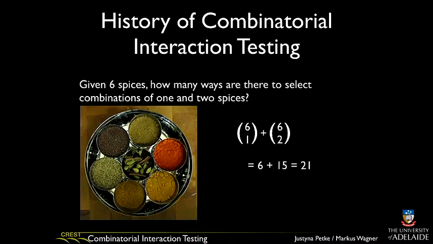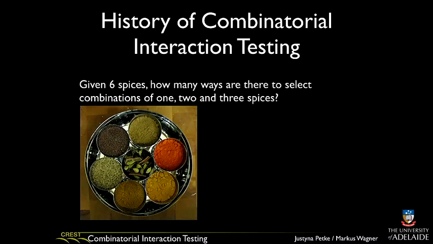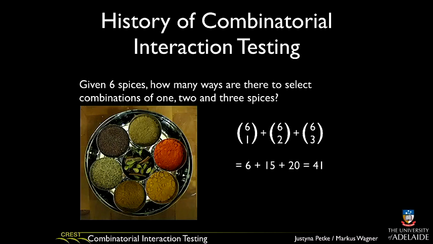And if we go to 3 out of 6, we could use the same formula again, but it gives us another 20. So 41 combinations. Very simple problem, a little bit real-world related. I'm not sure how often you have that particular problem that you have to pick spices from a particular collection. But in software engineering, we have similar problems quite often. We have got lots of parameters and lots of options or values for these parameters.